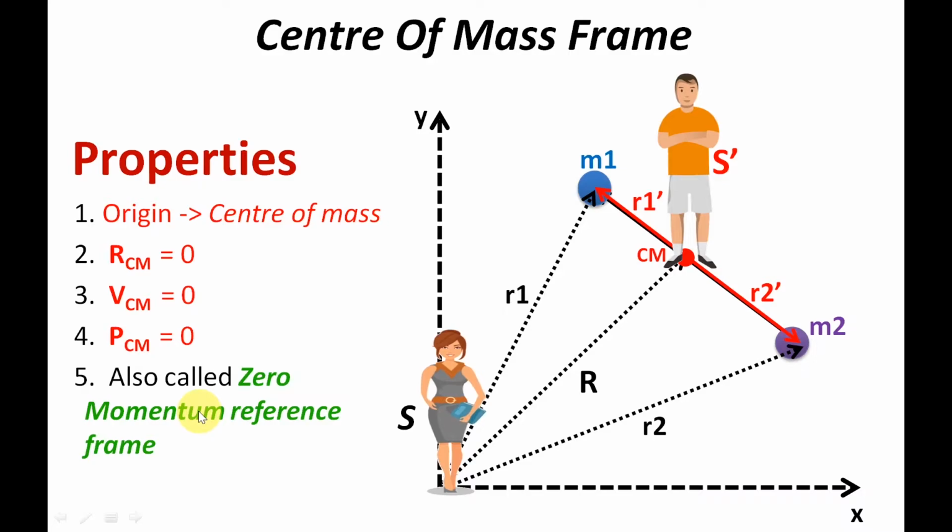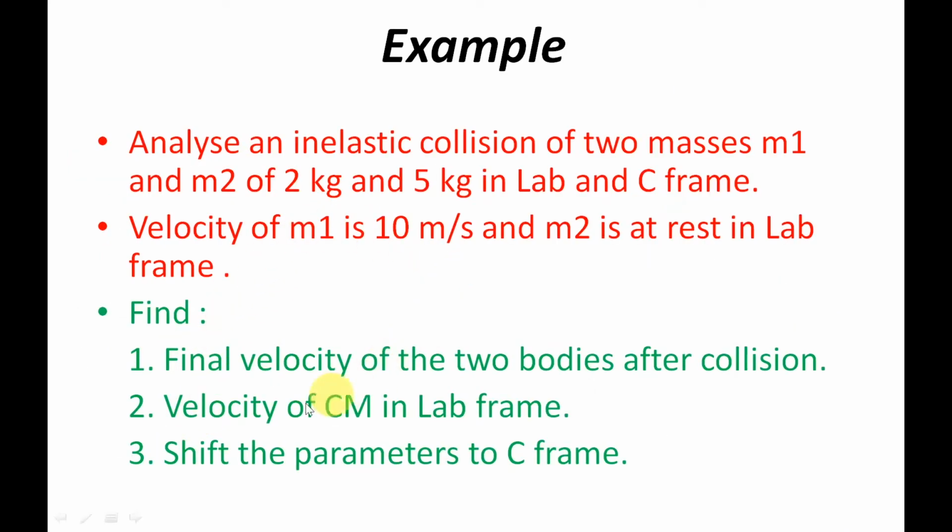Now why it is called the zero momentum reference frame, we are going to understand with the help of an example. So let's move on to the example. This is the most eye-catching part of this presentation. We're going to analyze an inelastic collision of two masses m1 and m2, of 2 kg and 5 kg, in the lab frame and the C frame of reference. Sorry, this is not going to be inelastic. This is going to be a perfectly inelastic collision.